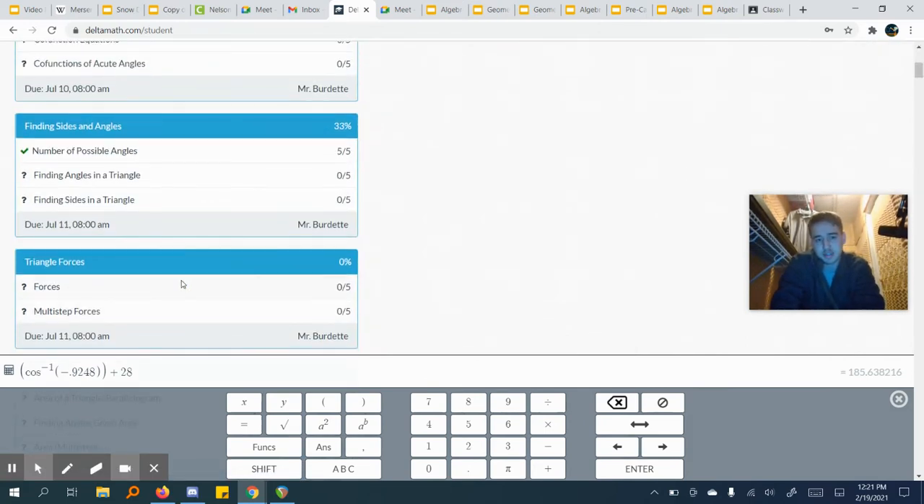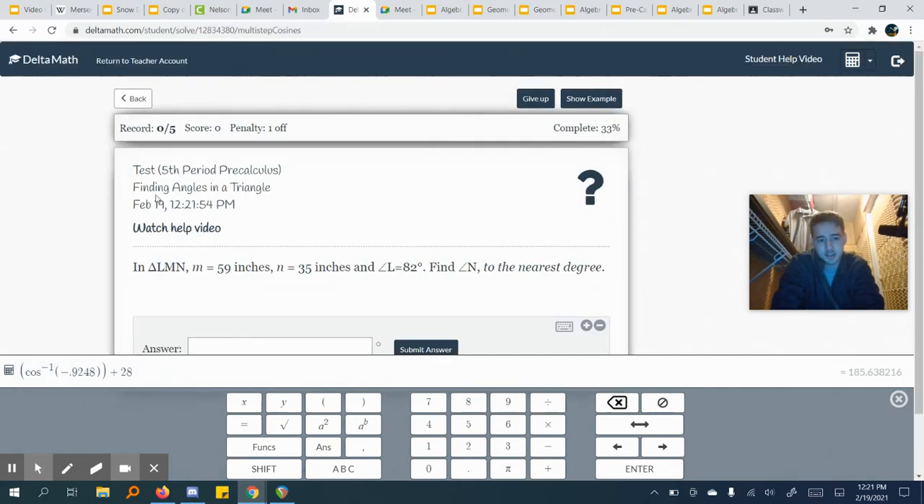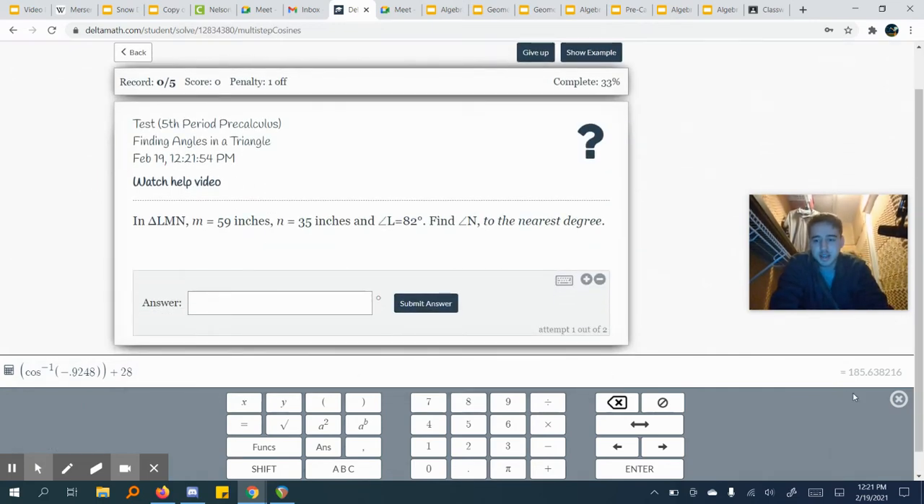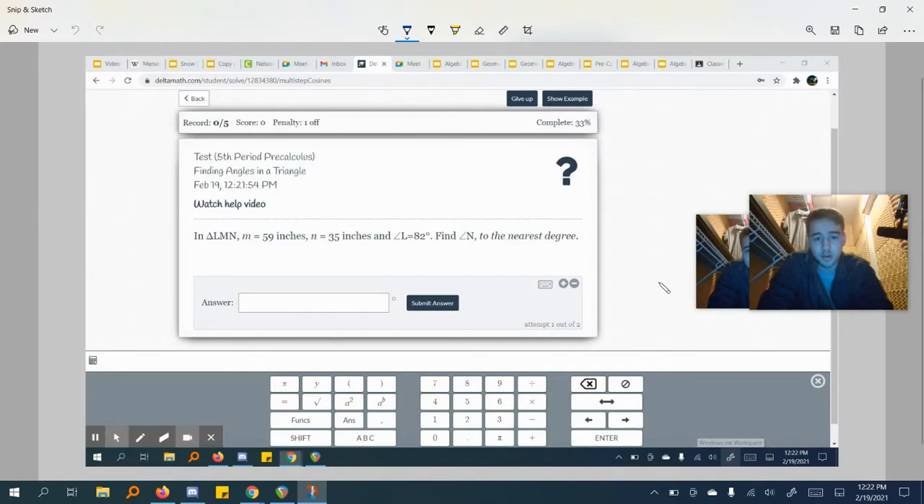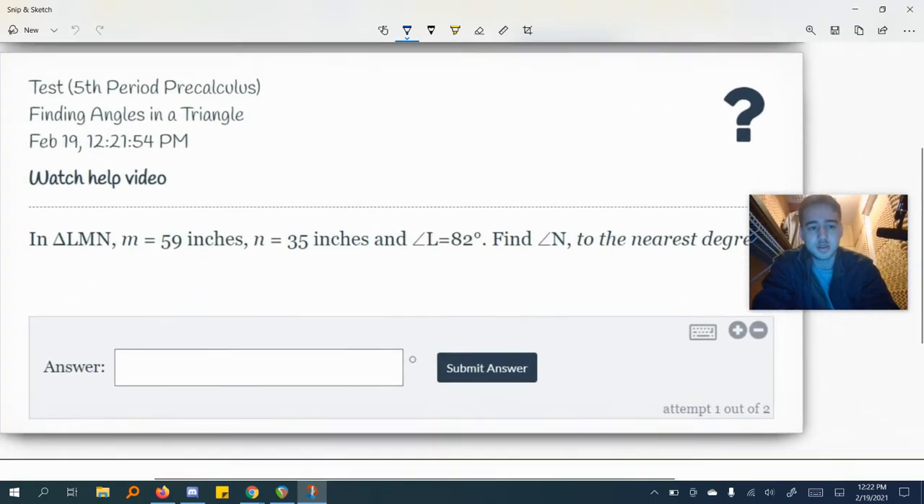Let's look at the next step, which takes it a little further. Finding angles in a triangle. So this takes a little bit more work. So we have triangle LMN, N is 35, M is 59, and L is 82 degrees. Now what we want from that is, let's just go ahead and draw the triangle.